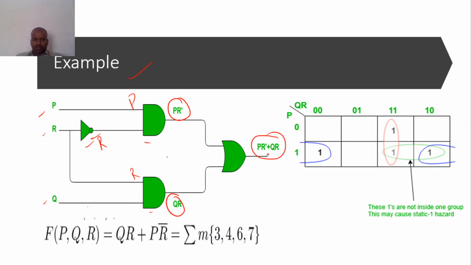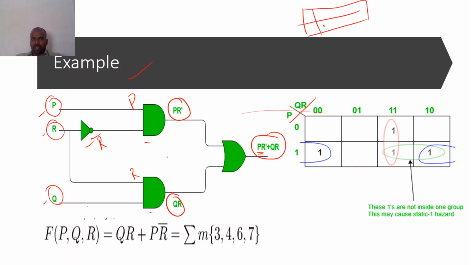For this we need to draw the K-map. How many variables are used in total? P, R, Q: three variables, so we are going to use a three-variable K-map, with PQR given. For getting this PR bar, where do I need to mark the ones? Okay, see.